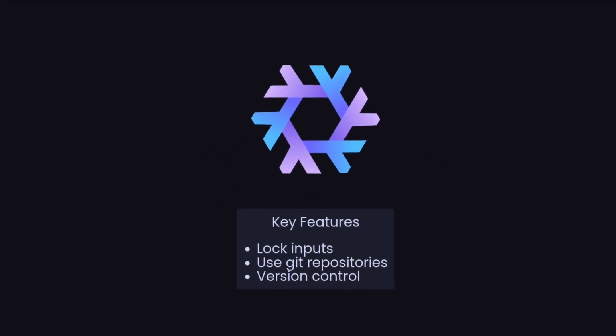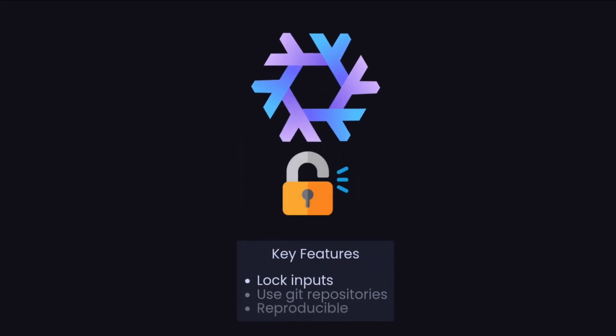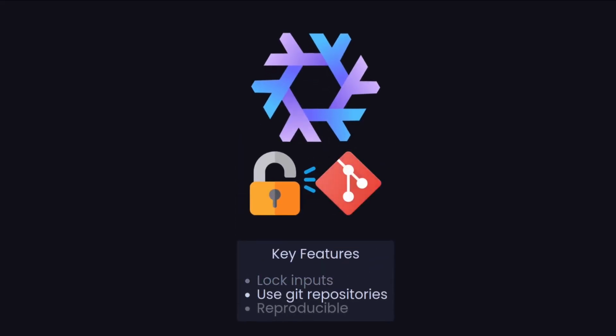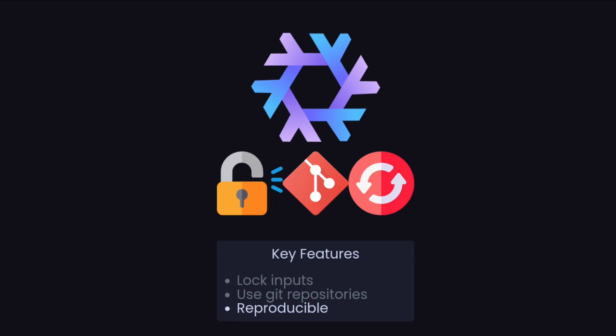So some key features of Nix Flakes is they lock our inputs. We can use Git repositories, so they go very much in tandem with Git repositories, which lots of our projects will be, and we want them version controlled, so that's fantastic. And they really help improve reproducibility because we're locking our inputs and putting them into code.